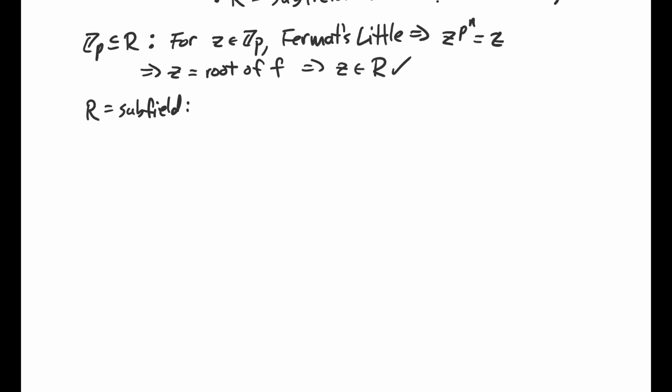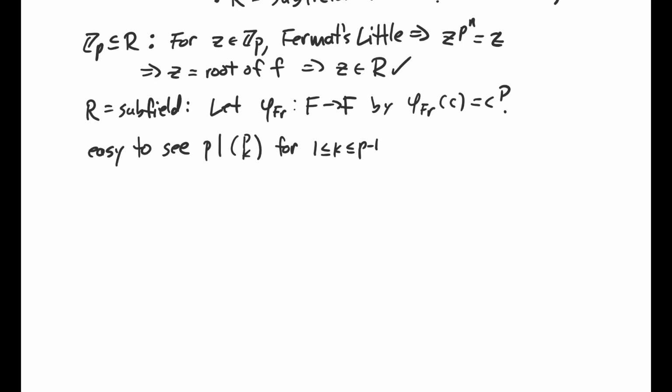Next we need that R, the set of roots, is itself a subfield. This is going to require a trick, and the trick is one actually you've seen in your homework, and it's the Frobenius endomorphism. All right, the definition is this: phi sub Frobenius will be a map from F to F, defined by just doing the pth power.